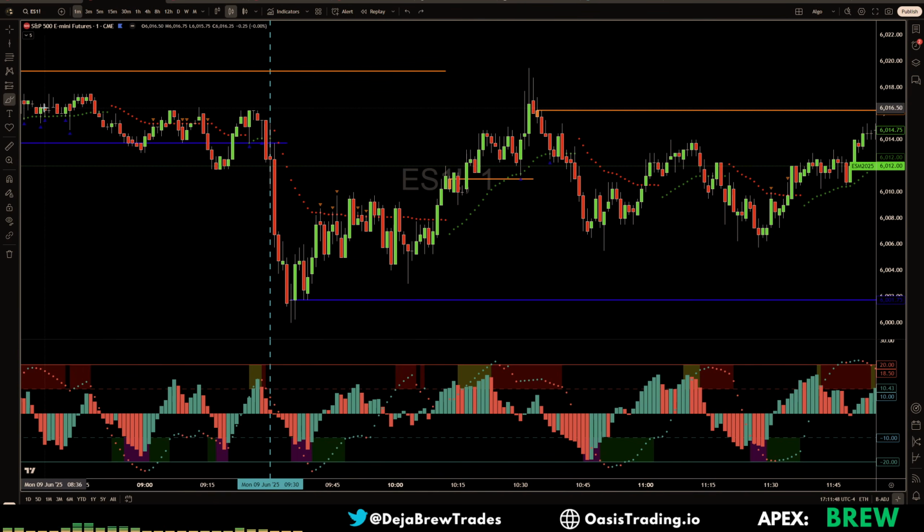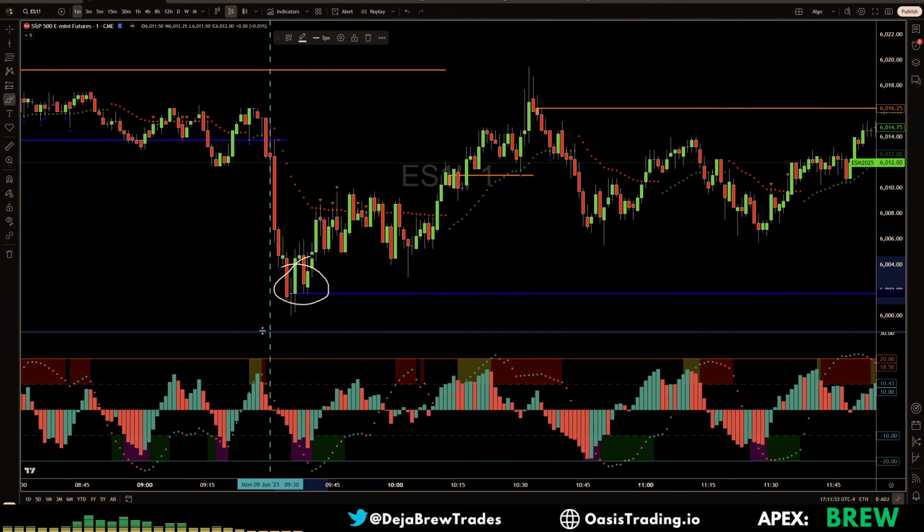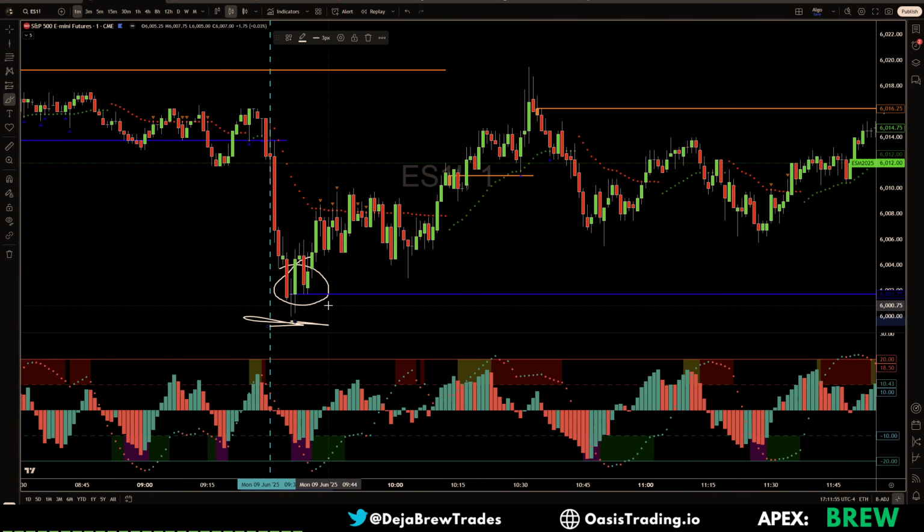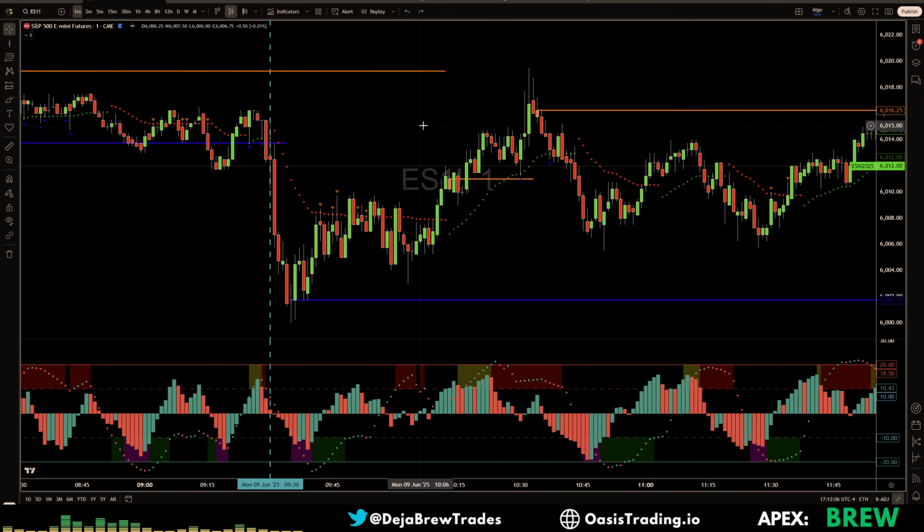Okay. So that would have been a potential entry around here, stop loss around the lows, and then you're looking for that rotation back to the value high. Like I said, anywhere from 10 to 15 points on today. Okay, let's look for a couple of other examples here.